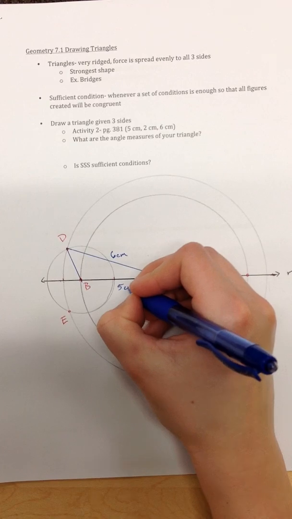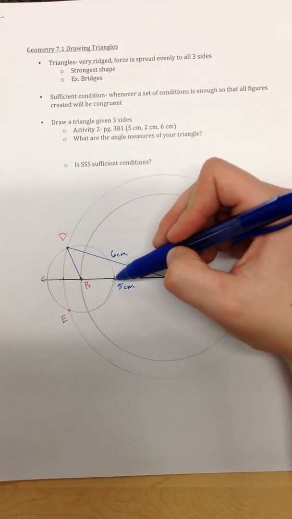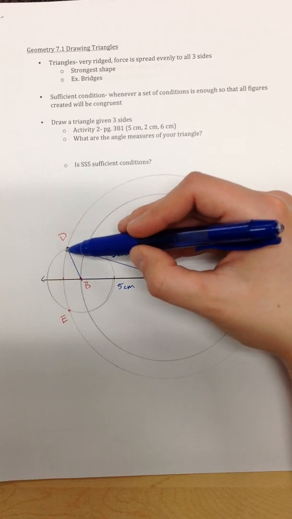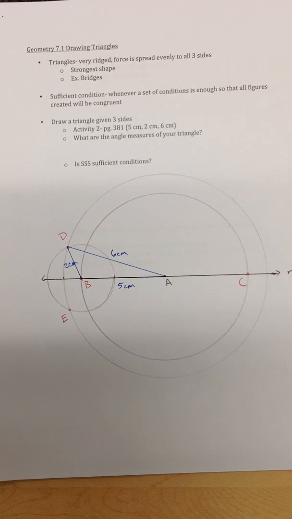this one's 5 here. And then this smaller circle here, when we measured B out to our point here, that was 2 centimeters. So B out to D would also be 2 centimeters because that's also a radius. Okay, so we've got those there. And then the next thing it wants us to do is figure out the angle measures of our triangle.